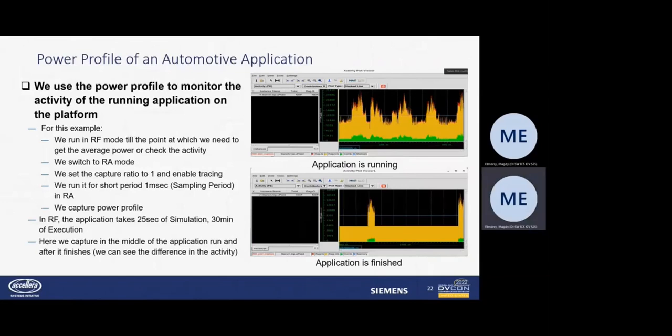Then again, we run the application in run fast until the sampling interval we need. Then we switch to accurate, to the RTL, and we capture all the tracing information for the activity. We run it for the sampling period, and then we close the emulation. And we repeat it over and over again to get the power for different nodes.